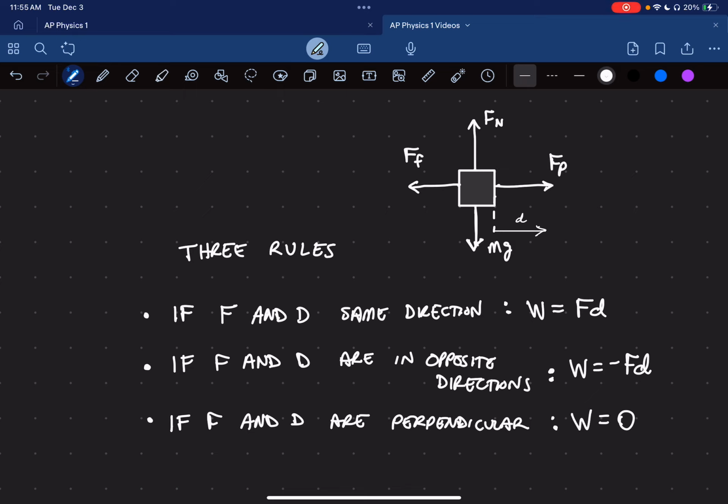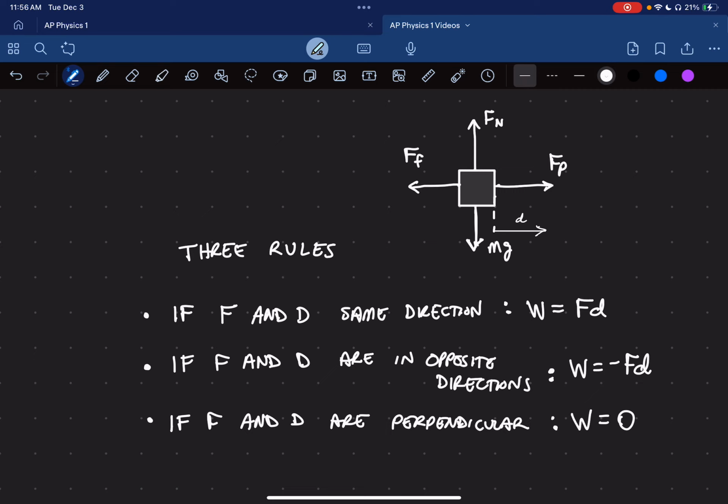When I'm pushing on an object, my force Fp is along the direction of the distance. So if F and d are in the same direction, we use the positive form of that equation, which I just showed you. The work is equal to F times distance. And so we can calculate the work done by pushing.